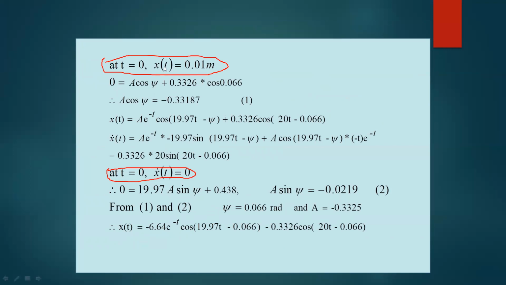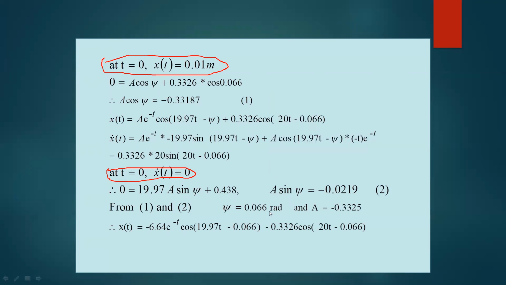Just substitute 0 for t. A e raised to minus t cos of 19.97 t minus psi, plus 0.3326 cos of 20 t minus 0.06. So we are just substituting the values. From the two equations, we can find two other equations.